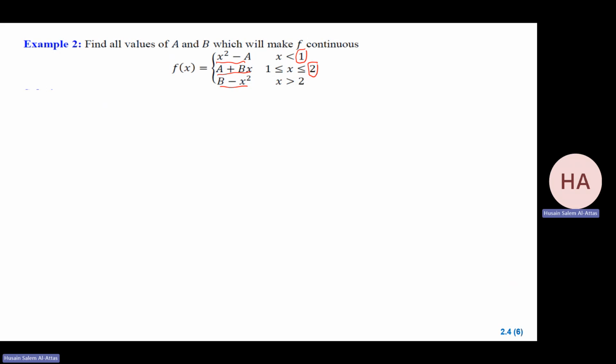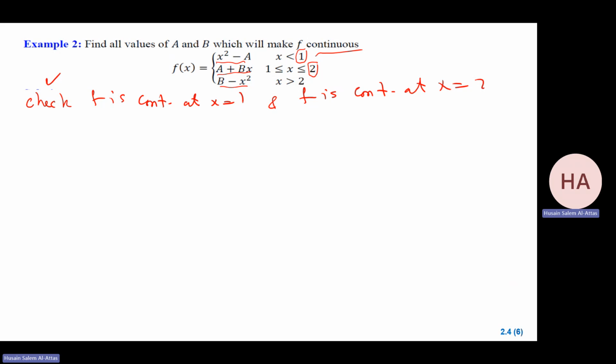Okay, so I need to check these points where I have a change from a function to a function. So we say I need to check f is continuous at x equal 1 and f is continuous at x equal 2. For sure it should be, because he says f is continuous everywhere.